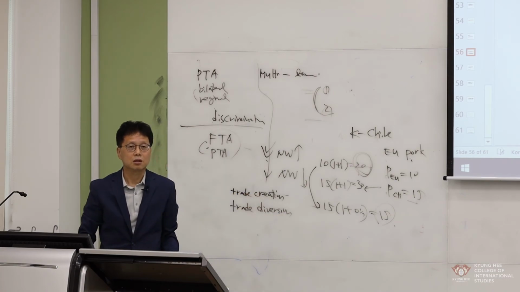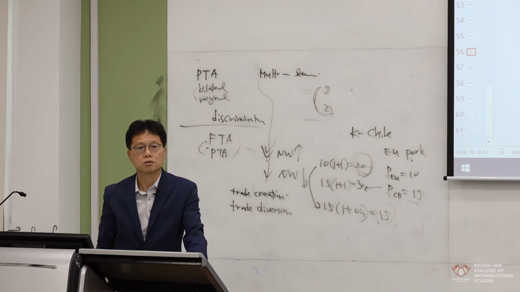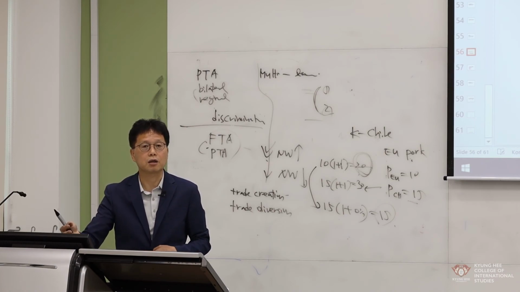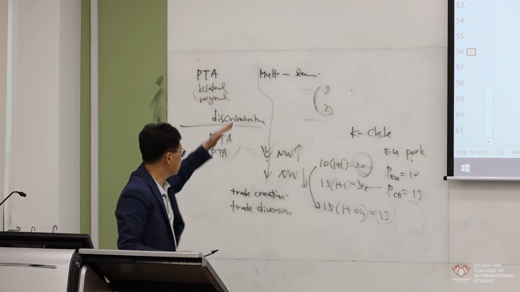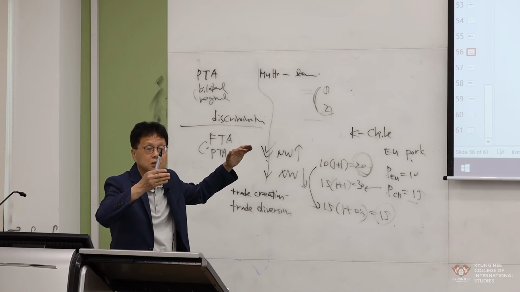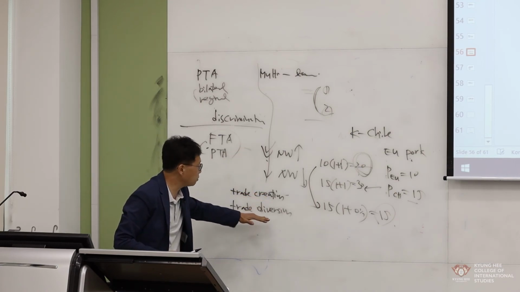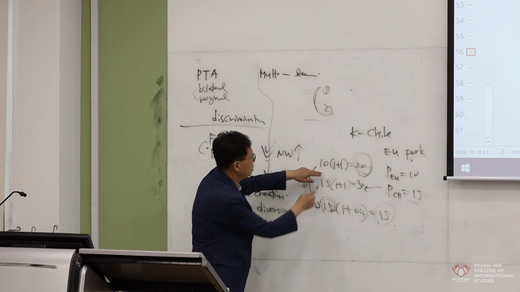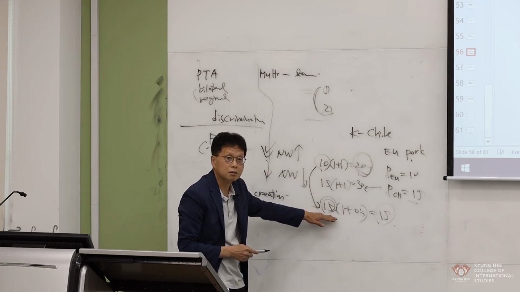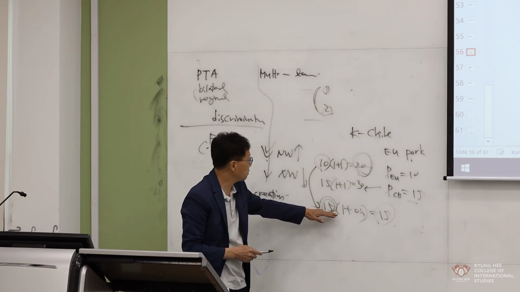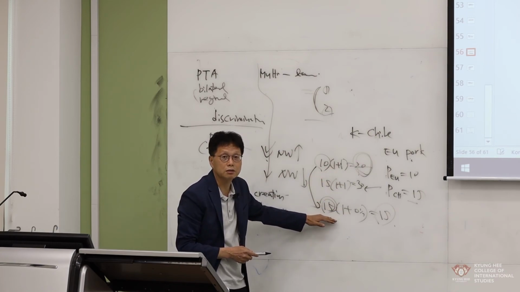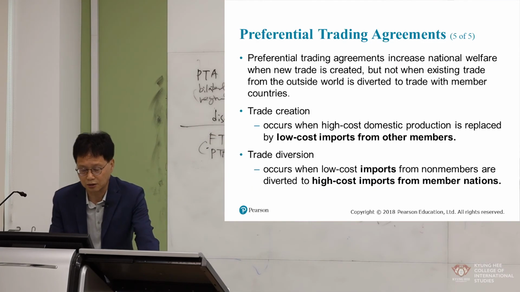Trade creation means, for example, there was no import from foreign countries. Now, liberalized, we import new goods from other countries, bananas and lots of fruit like this. Then the domestic price decreases and national welfare increases. That is trade creation. Trade diversion means the import price is higher than EU pork. Expensive imports happen after the FTA, from a lower to a higher importing price, right? That is trade diversion.